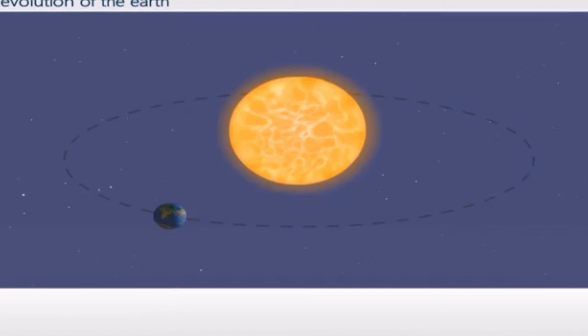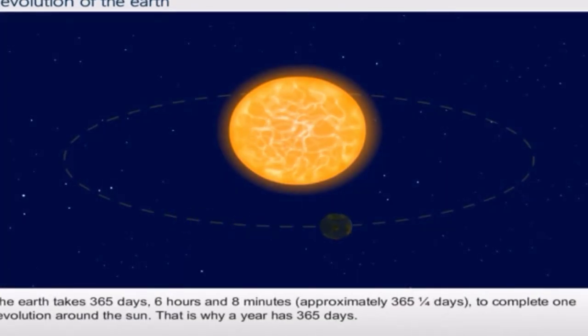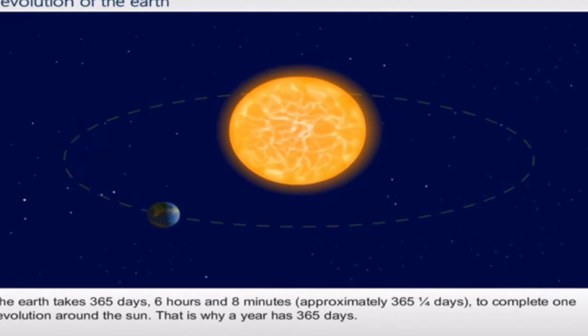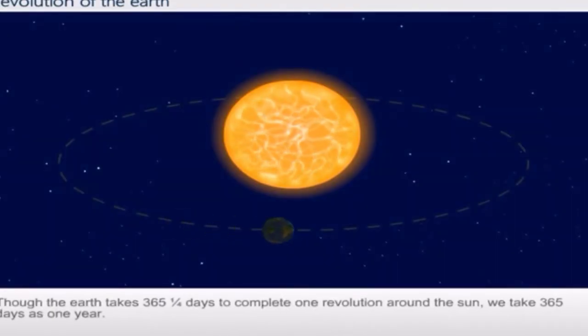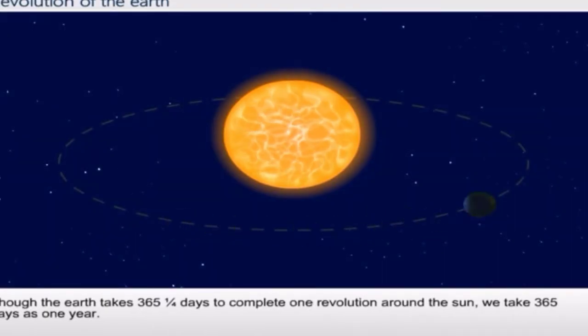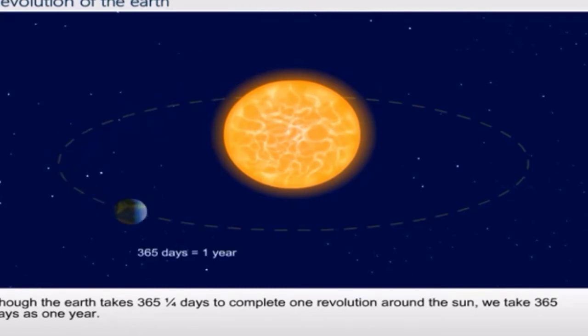The earth takes 365 days, 6 hours and 8 minutes, approximately 365 1/4 days, to complete one revolution around the sun. That is why a year has 365 days. That is, 365 days is equal to 1 year. So, though the earth takes 365 1/4 days to complete one revolution around the sun, we take 365 days as 1 year.